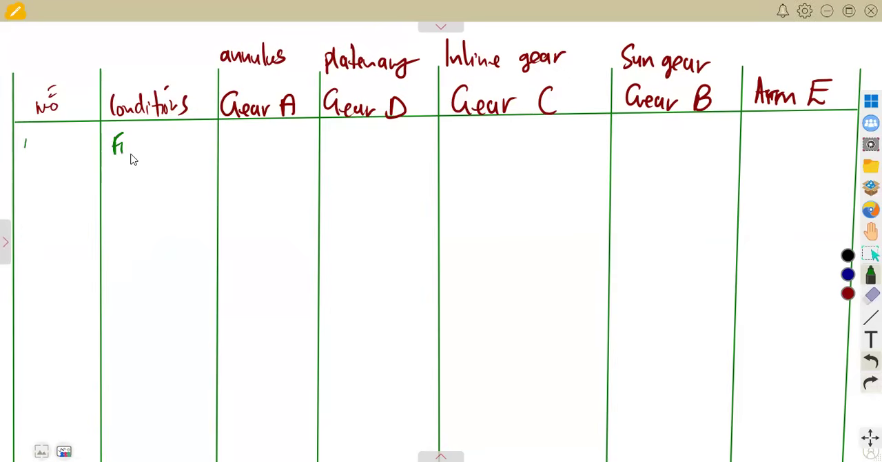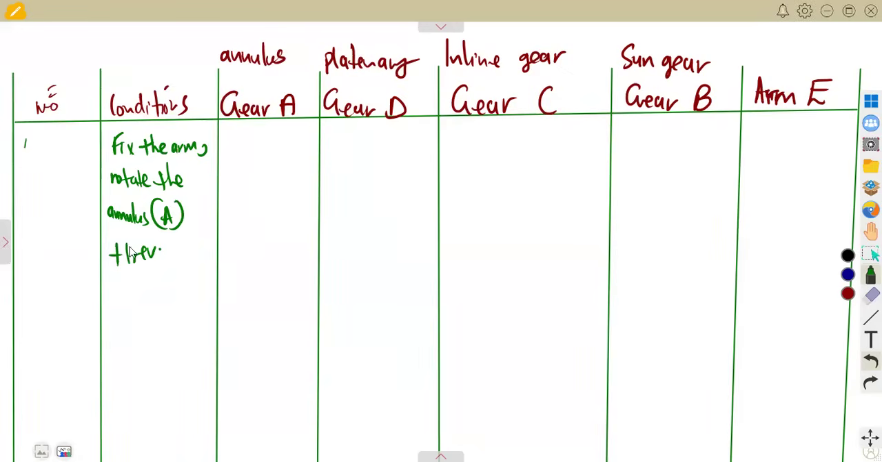All right, so we said we're just going to fix the arm, guys. You see now, this thing of erasing and so on. You fix the arm there, then you rotate the annulus, which is gear A, plus 1 revolution.